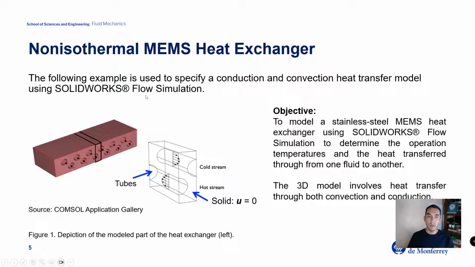Okay, the description of the problem is the following. We have this example that we have taken from the COMSOL application gallery, and we have adapted it to SOLIDWORKS Flow Simulation. This example is used to specify a conduction and convection heat transfer model using SOLIDWORKS Flow Simulation, and the main objective of this tutorial is to model a stainless steel heat exchanger using SOLIDWORKS Flow Simulation to determine the operation temperatures at the heat transfer from one fluid to another. The 3D model in this case involves heat transfer through both convection and conduction mechanisms.